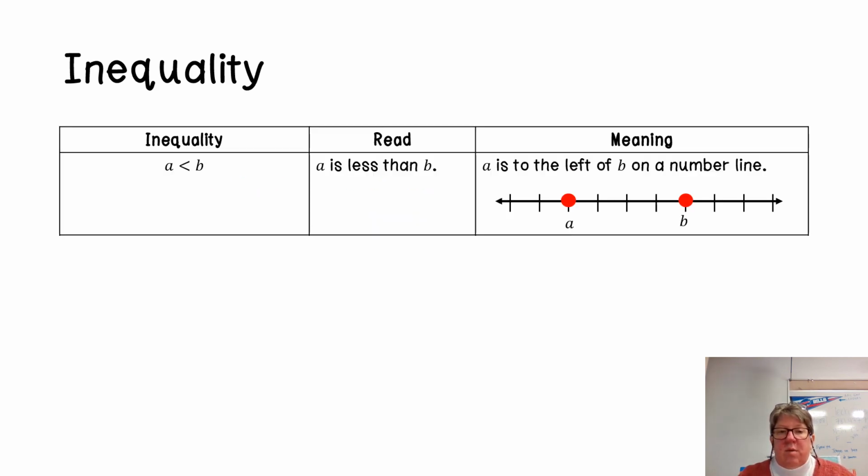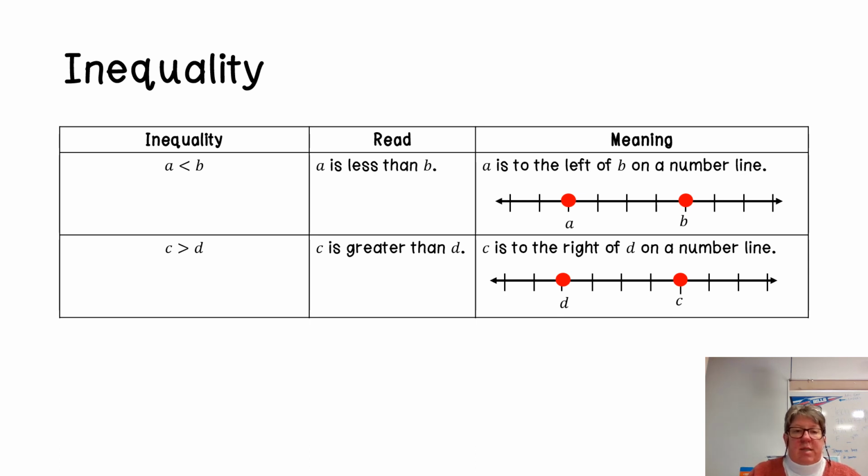So what is an inequality? Well, an inequality is something that looks like A is less than B. So here it is in symbols. We read it as A is less than B, and what it means is A is to the left of B on a number line. So on this number line, A is a lower number than B.